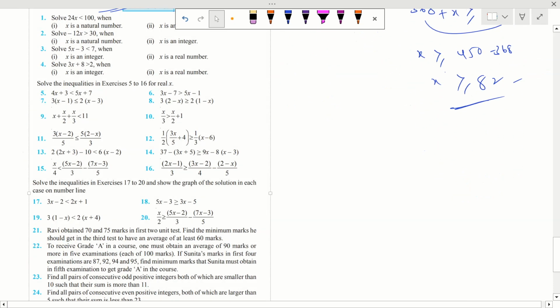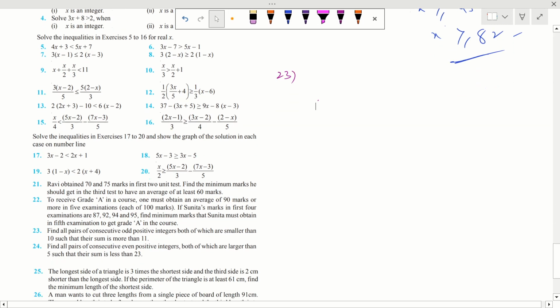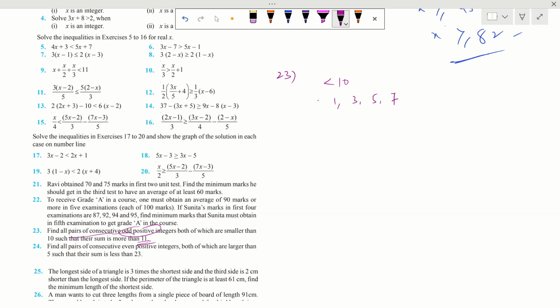So the 23rd problem is given here. We need to find all pairs of consecutive odd positive numbers, both of which are smaller than 10, such that their sum is more than 11. Smaller than, less than 10, positive odd numbers we have to write. Then it will be 1, 3, 5, 7, 9. These are the positive odd numbers less than 10. If we add the pairs of these, then their sum should be greater than 11.